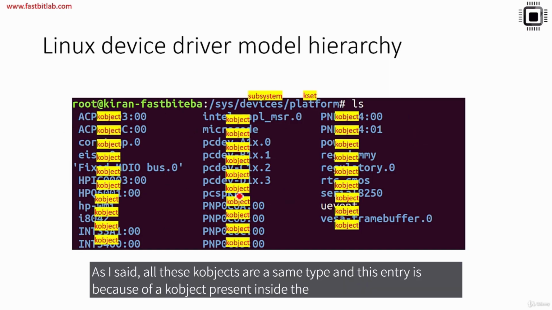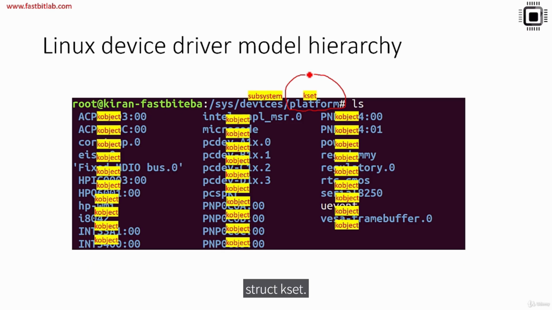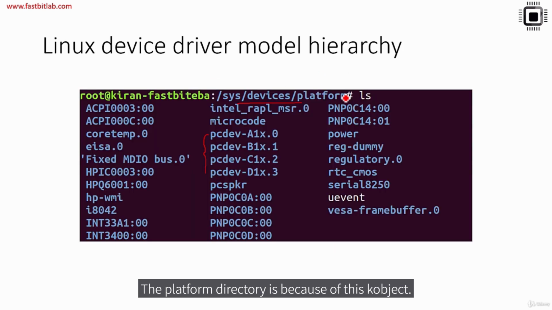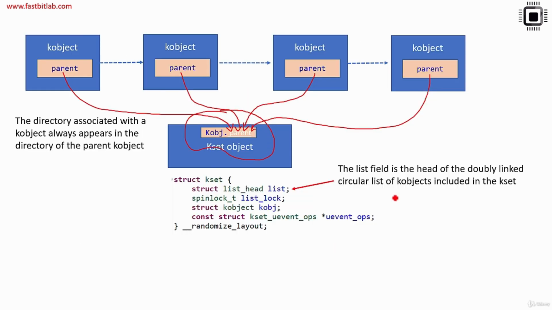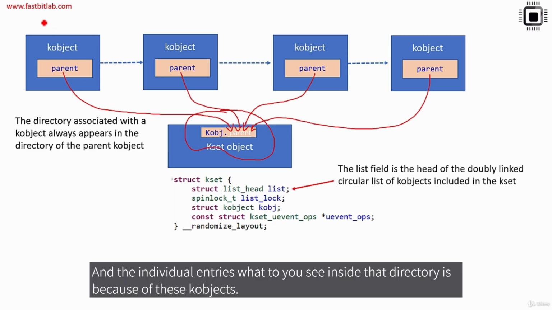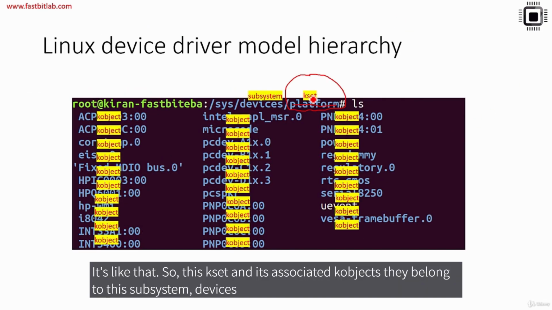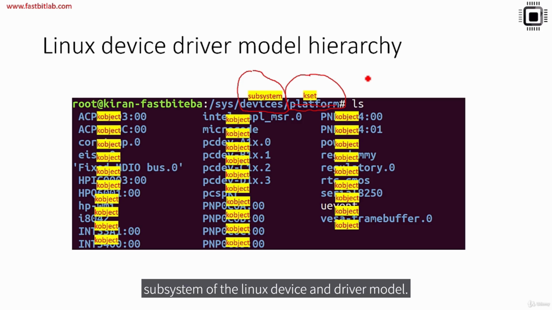As I said, all these KObjects are of the same type, and this entry is because of a KObject present inside the struct KSet. The platform directory is because of this KObject, and the individual entries you see inside that directory are because of these KObjects. So this KSet and its associated KObjects belong to the devices subsystem of the Linux device and driver model. That's the relationship between KObject and KSet.